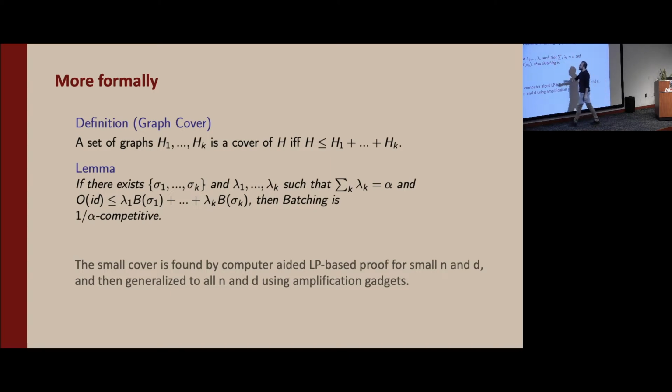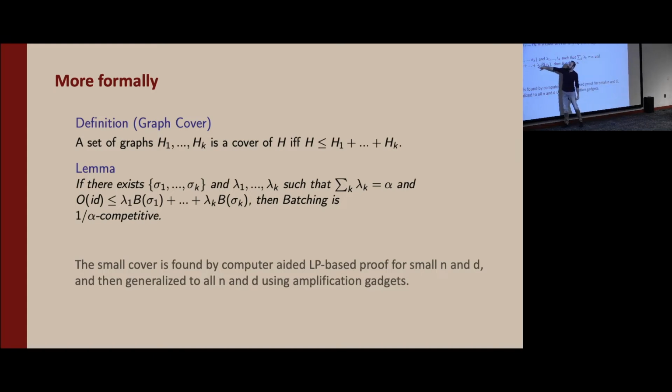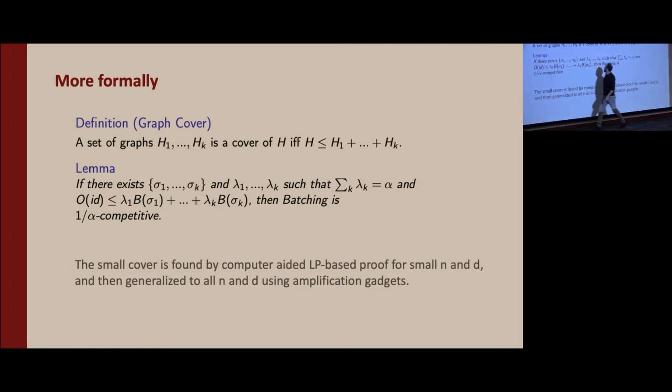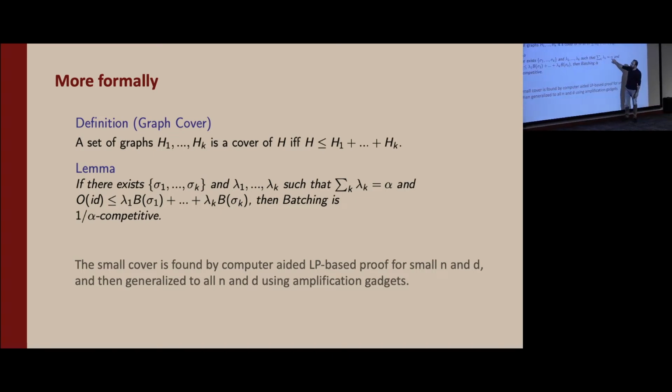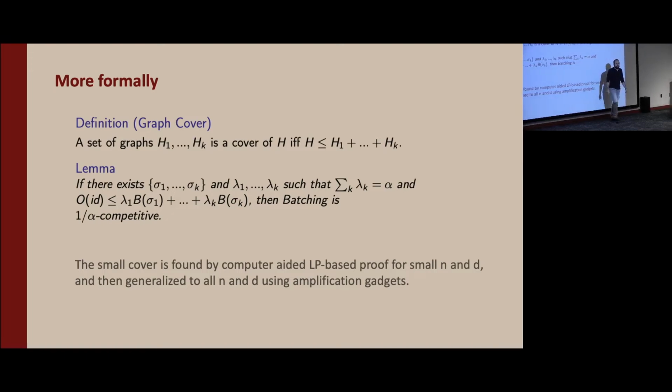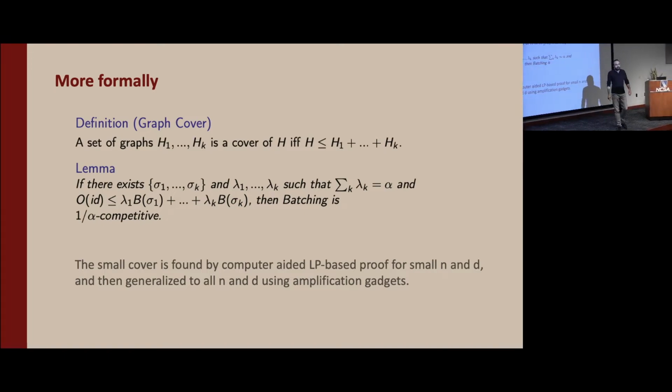Now, if you have a collection of permutations, sigma 1 to sigma k, and you take a linear combination of the graphs corresponding to batching for sigma 1 to sigma k, and if that covers the optimum solution for some permutation, let's say identity, and the sum of the lambda i's is at most alpha, then you can say that batching is 1 over alpha competitive.